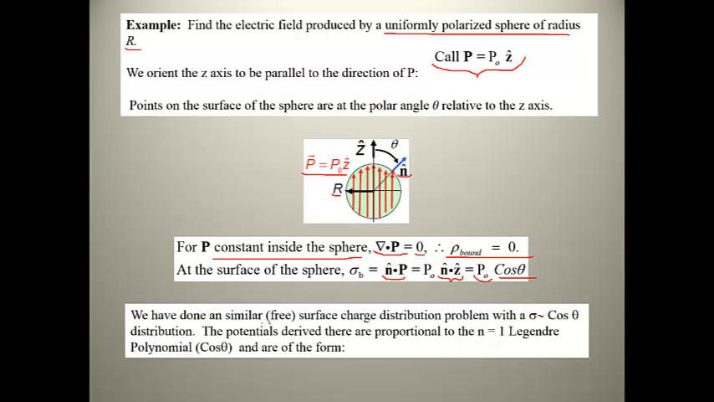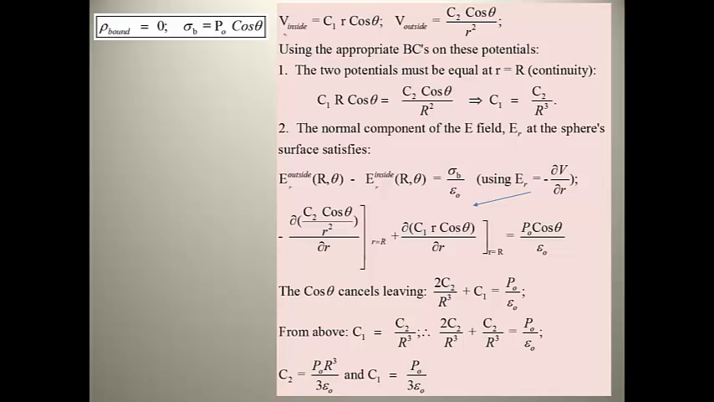Well, we've done a similar free charge distribution problem. If you remember, if we have a surface charge density which is proportional to cosine theta, then we can derive the potential, and we found that this was proportional to the n equal 1 Legendre polynomial, which turns out to be cosine theta. So looking at the results of the potentials on the inside and outside for the charge distribution that we talked about, in general it will have a constant C1 times r cosine theta. That's for inside. Outside it'll be a cosine theta over r squared times a constant C2.